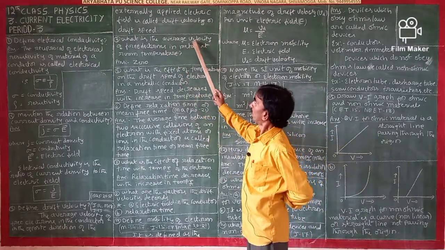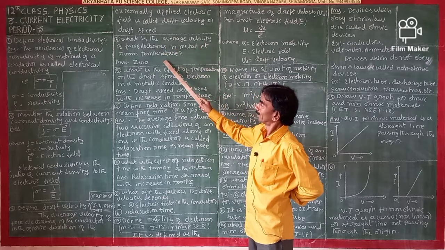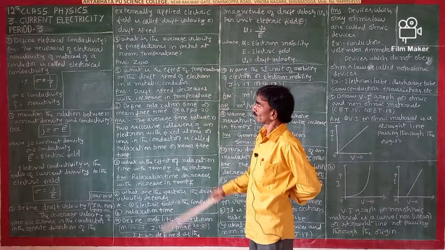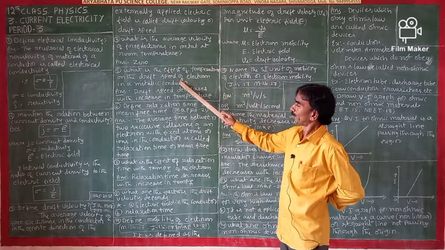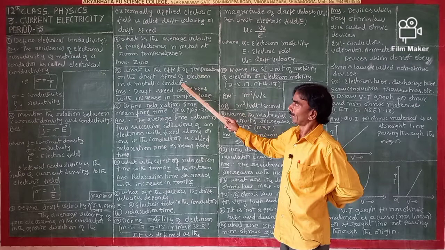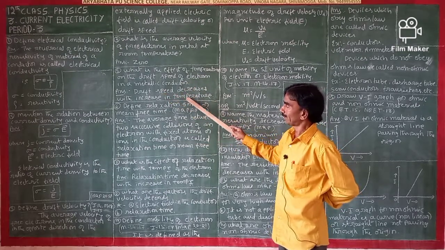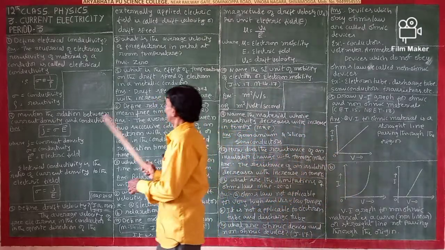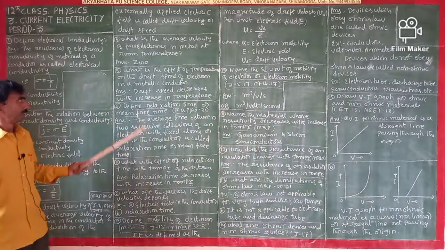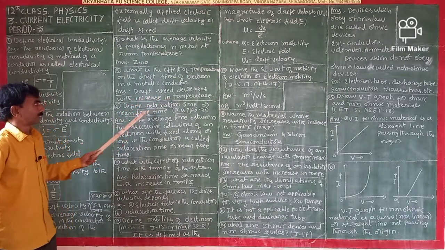What is the average velocity of free electrons in the metal at 0 temperature? It is 0. What is the effect of temperature on the drift speed of electron in a metallic conductor? Drift speed decreases with increasing temperature.